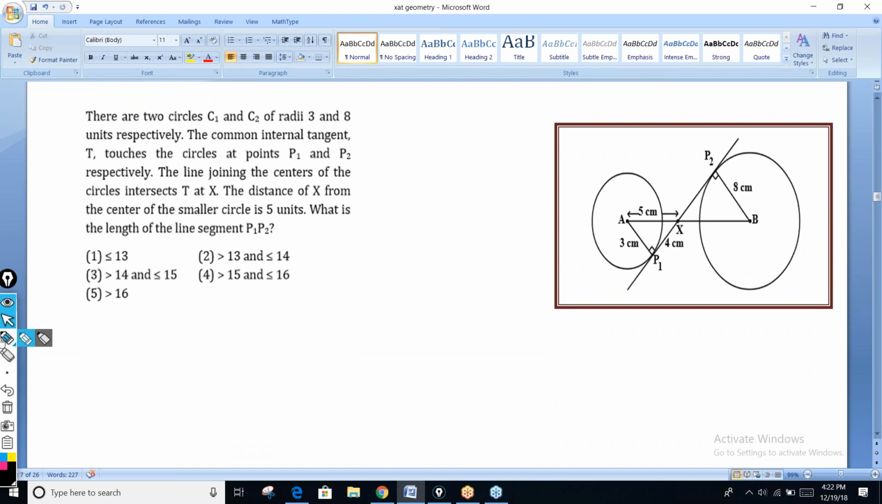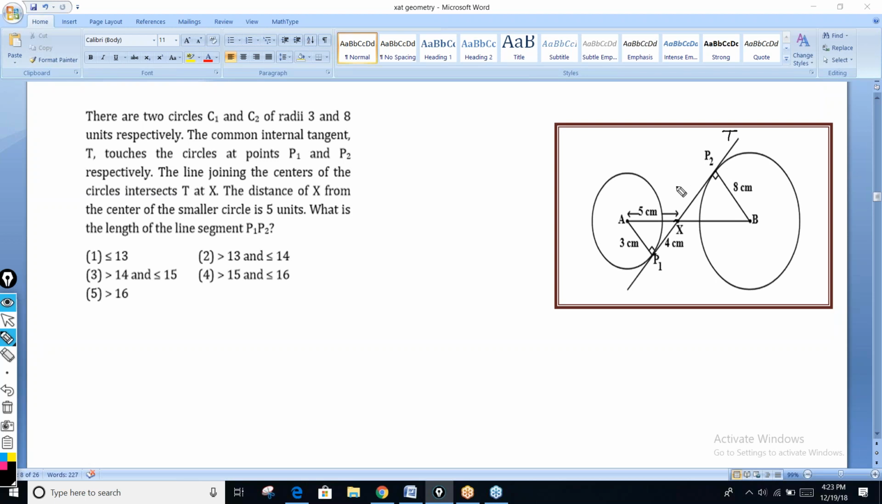Again, this is a good question. I've drawn the figure also. There are two circles, C1 and C2, of radius 3 and 8 centimeters. The common internal tangent, T, touches the circles at points P1 and P2. The line joining the centers of the circles intersects T at X. The distance of X from the center of the smaller circle is 5. What is the length of the segment P1P2?